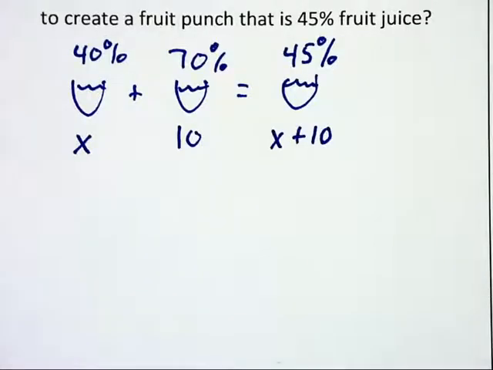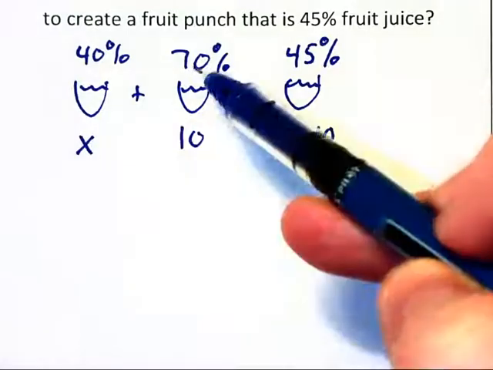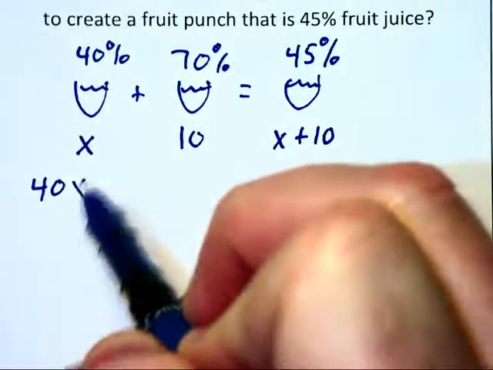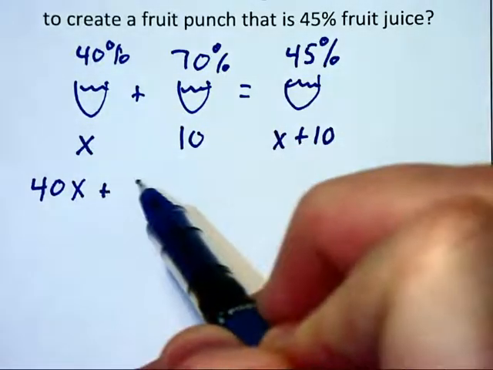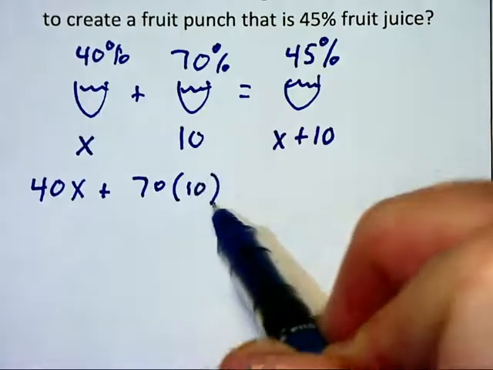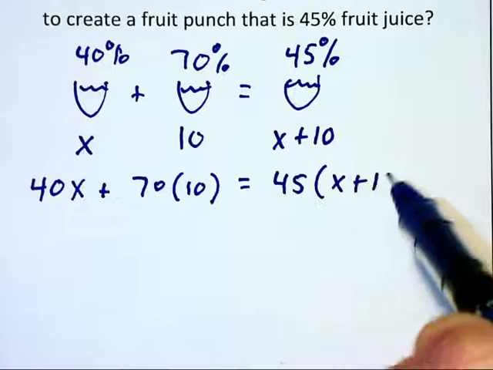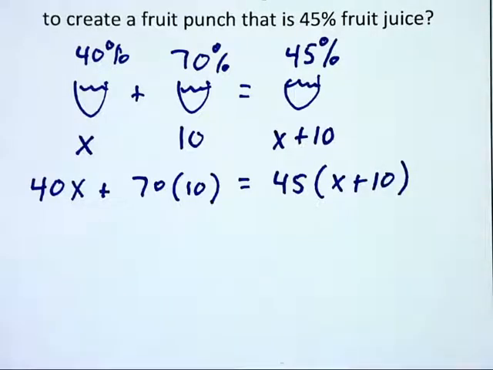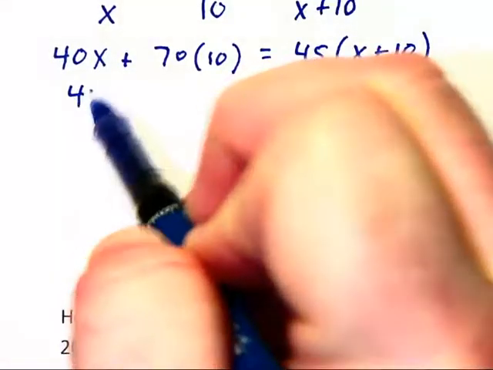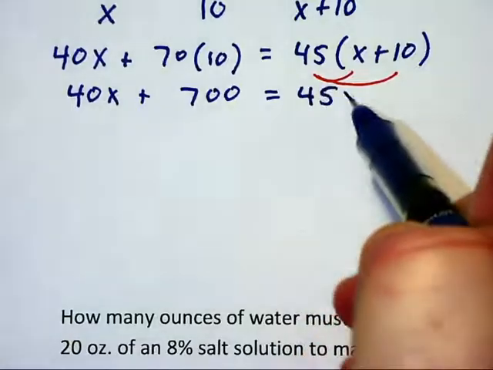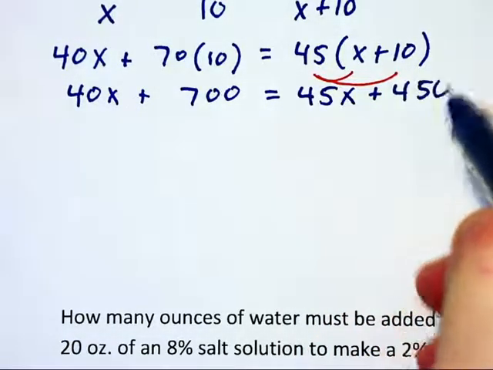Now let's write our equation. To do this, we go top times bottom plus top times bottom equals top times bottom, or in this case 40x, that's top times bottom, plus 70 times 10, that's top times bottom, equals 45 times (x plus 10), and that's top times bottom again. And on the right hand side we're going to do some distribution. That is our main equation. We have 40x plus 700 equals 45x plus 450.